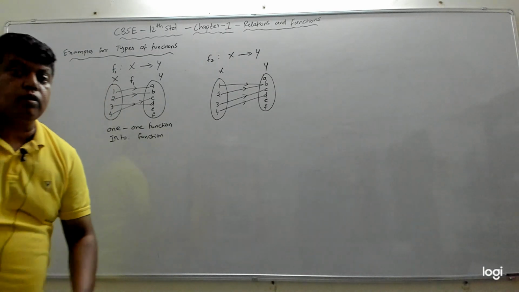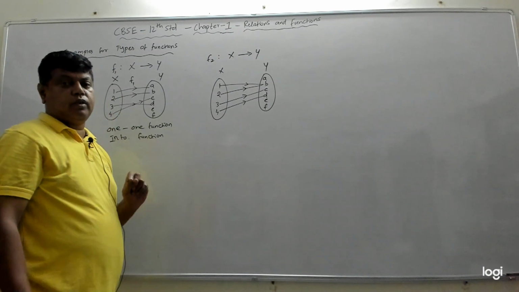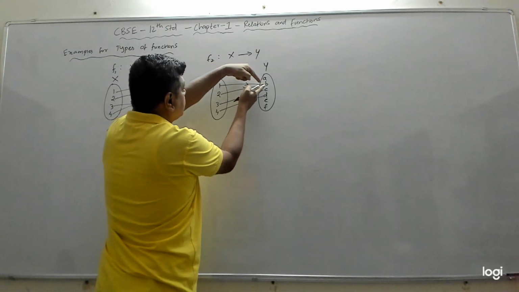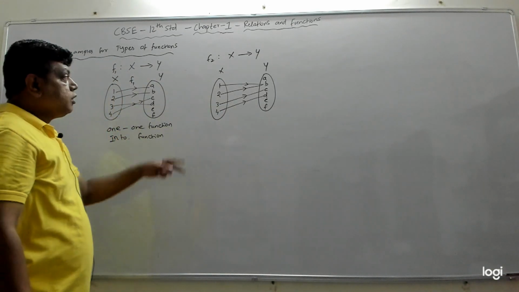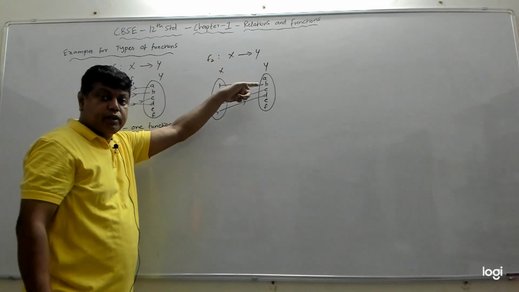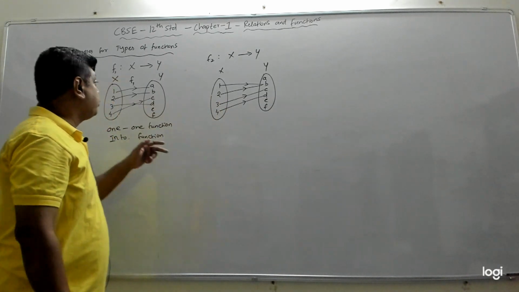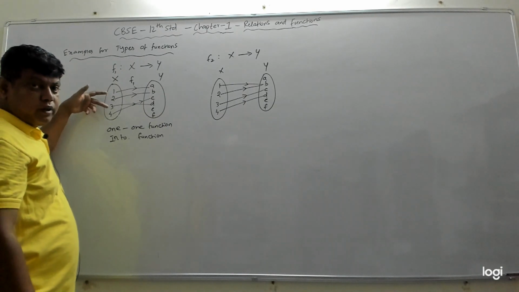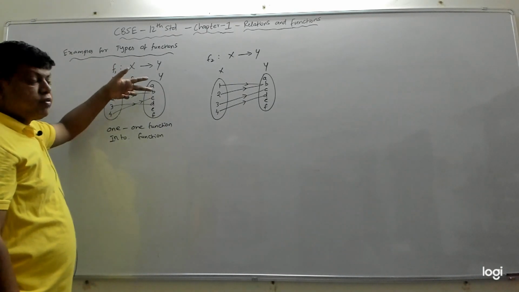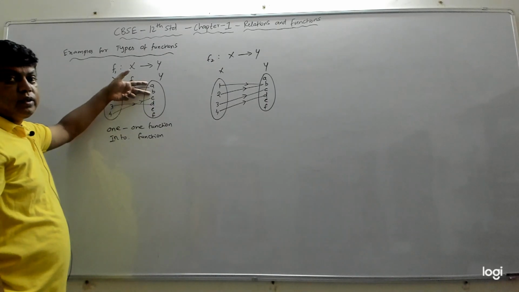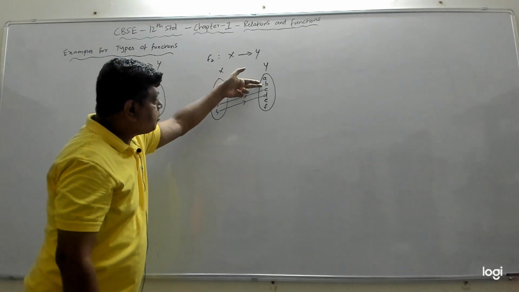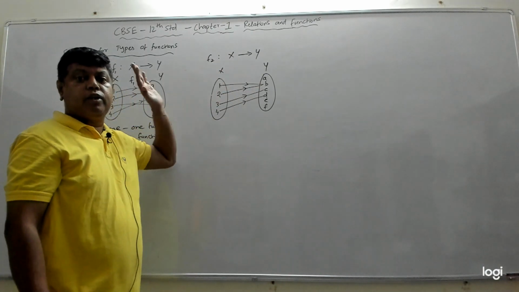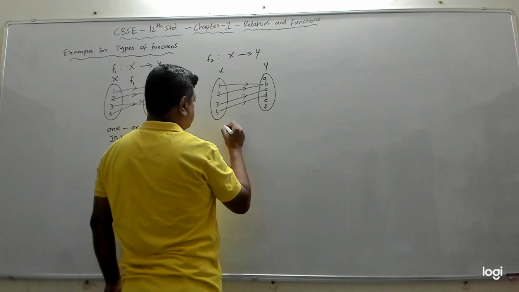Now is it a one-to-one function or a many-to-one function? It is clearly a many-to-one function. It's not one-to-one, because many elements are going to the same image. If two different elements have the same image, then it is not one-to-one. Any two elements that you take should have two different images. But here these two elements in X have the same image, B. Then it is not one-to-one. So it is many-to-one.